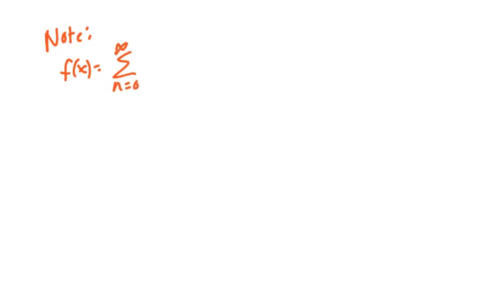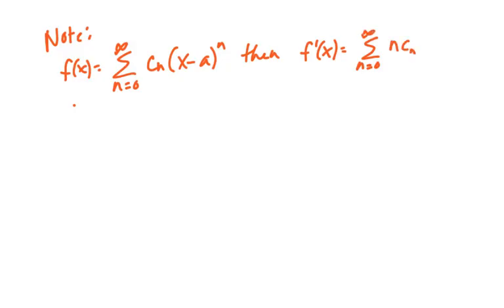So let's make a note that if f of x can be written as the power series, n equals 0 to infinity, of c sub n, some constant, times x minus a to the n, then f prime of x is the series from n equals 0 to infinity of n cn times x minus a to the n minus 1, technically times 1. But you don't have to write that part, but that's where the chain rule happens. So that's why it's there.